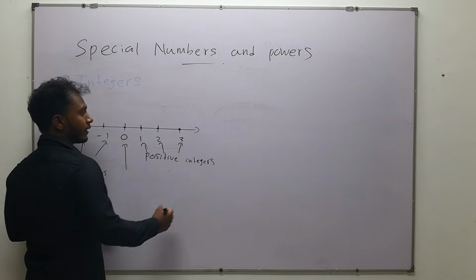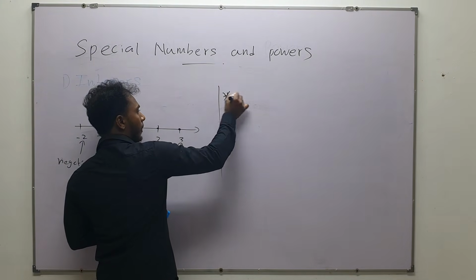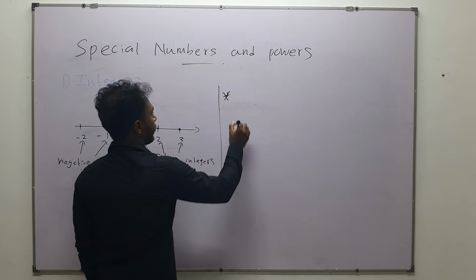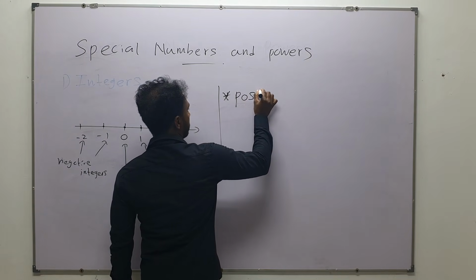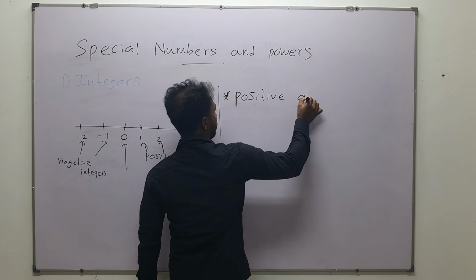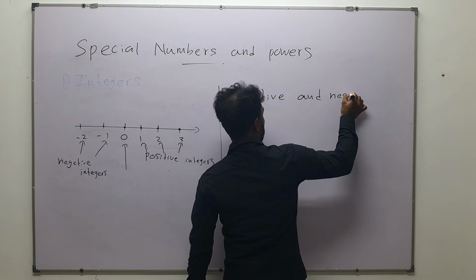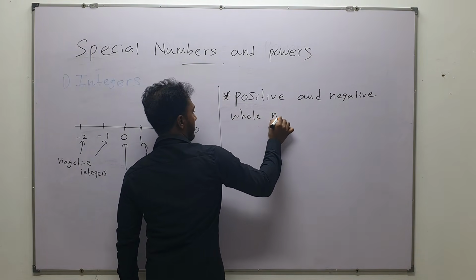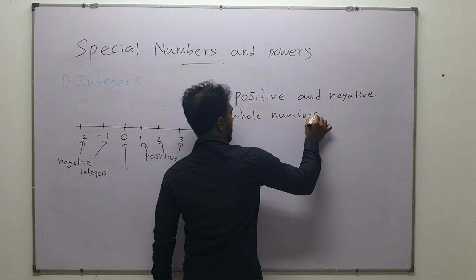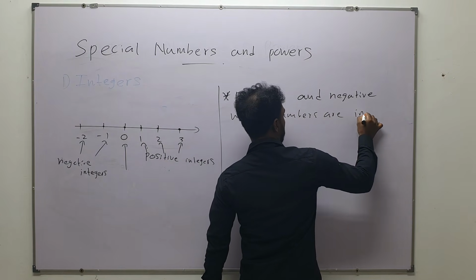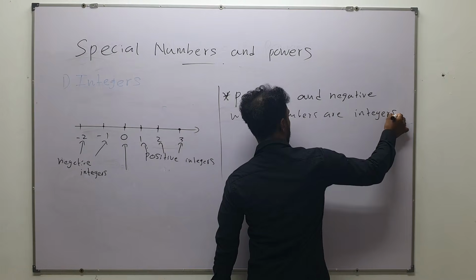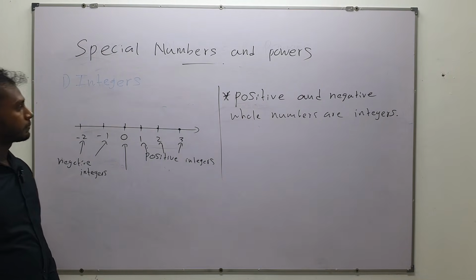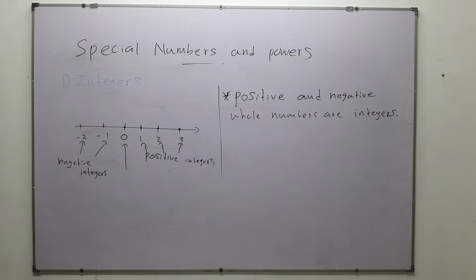So you might draw this and you can write down the definition. The positive and negative whole numbers are integers. So these are the integers, right? Okay, you can write it down.